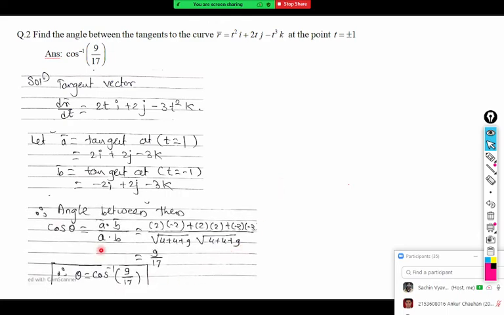So cos theta is a dot b divided by magnitude of a into magnitude of b. A dot b is a1 b1 plus a2 b2 plus a3 b3. So 2 into minus 2 is minus 4, then 2 into 2 is plus 4, and minus 3 into minus 3 is plus 9. So plus 4 minus 4 gets cancelled. This is 9 divided by root 70. So theta, the angle between the tangents, is cos inverse of 9 by 17. That will be the final answer.